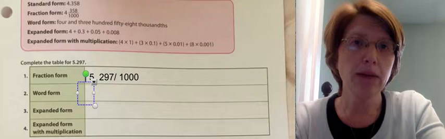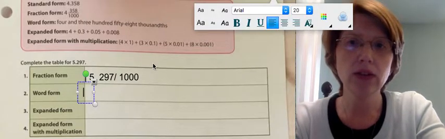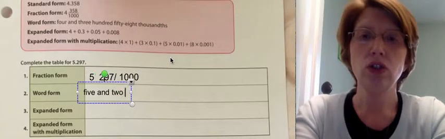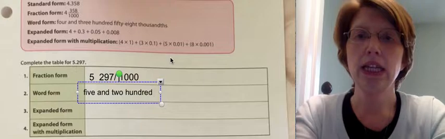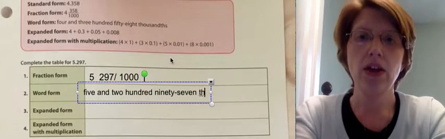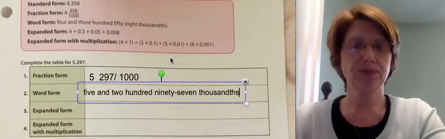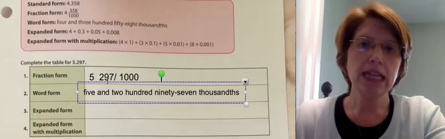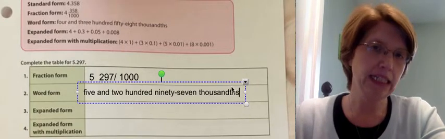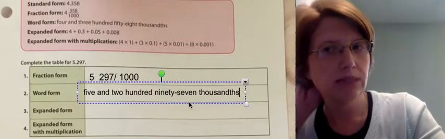Okay, I'm going to lower my things so I have room. Okay, so we're going to write 5 and 297 thousandths with a THS. Okay, this is the only place where there's an and. Don't put 297 thousandths. Put 5 and 297 thousandths.